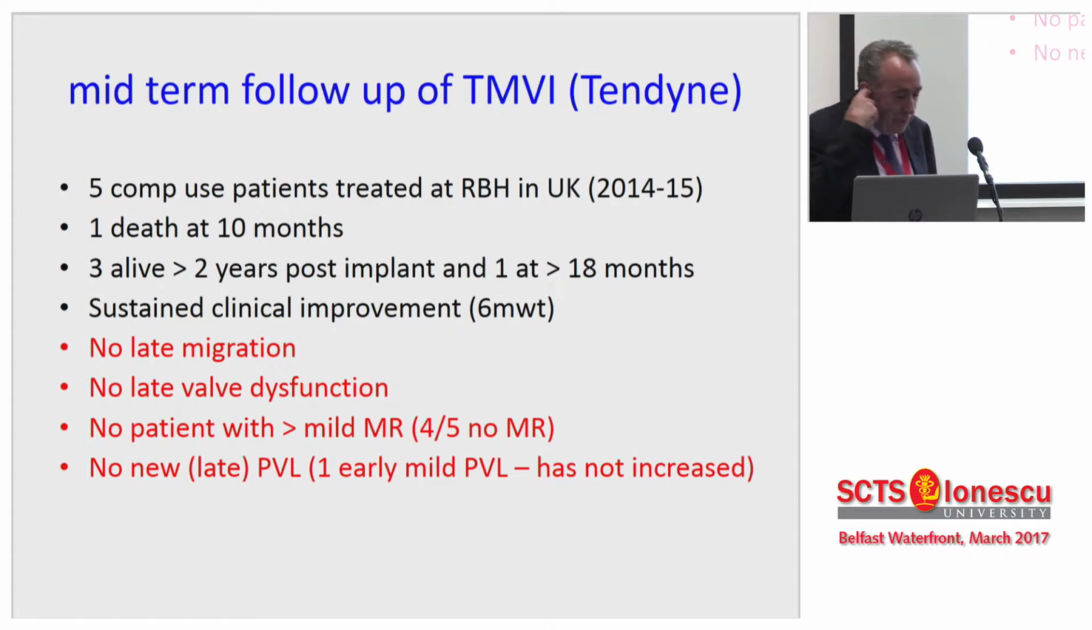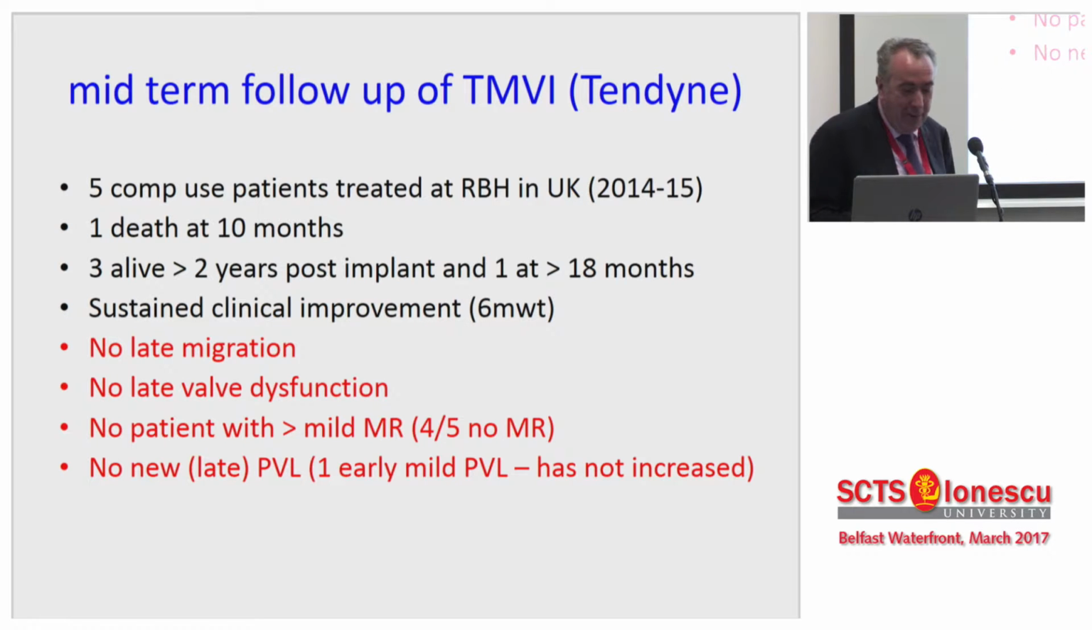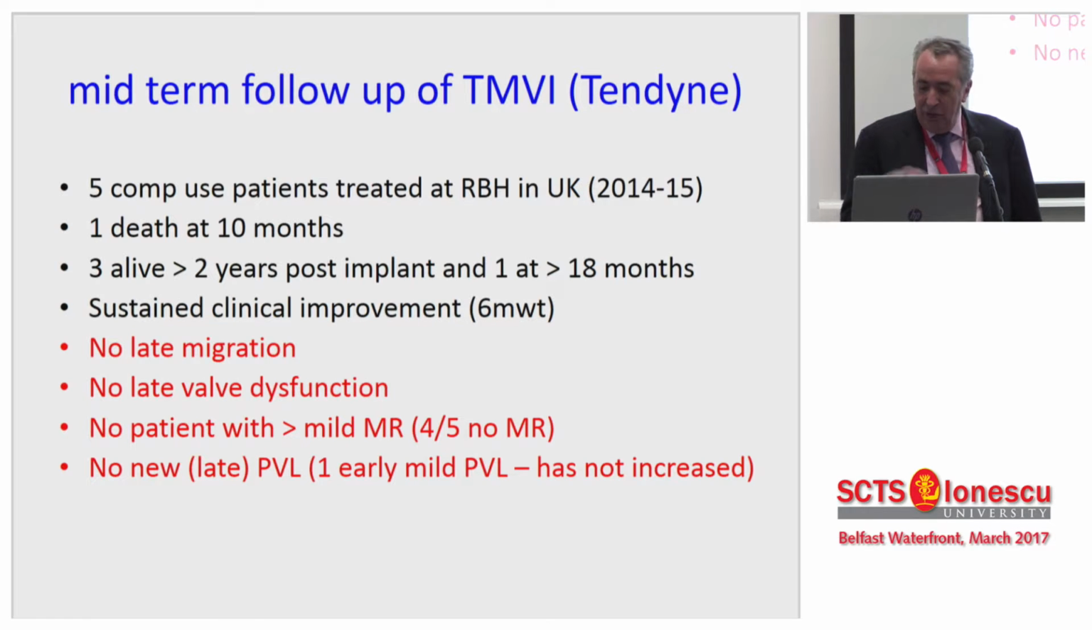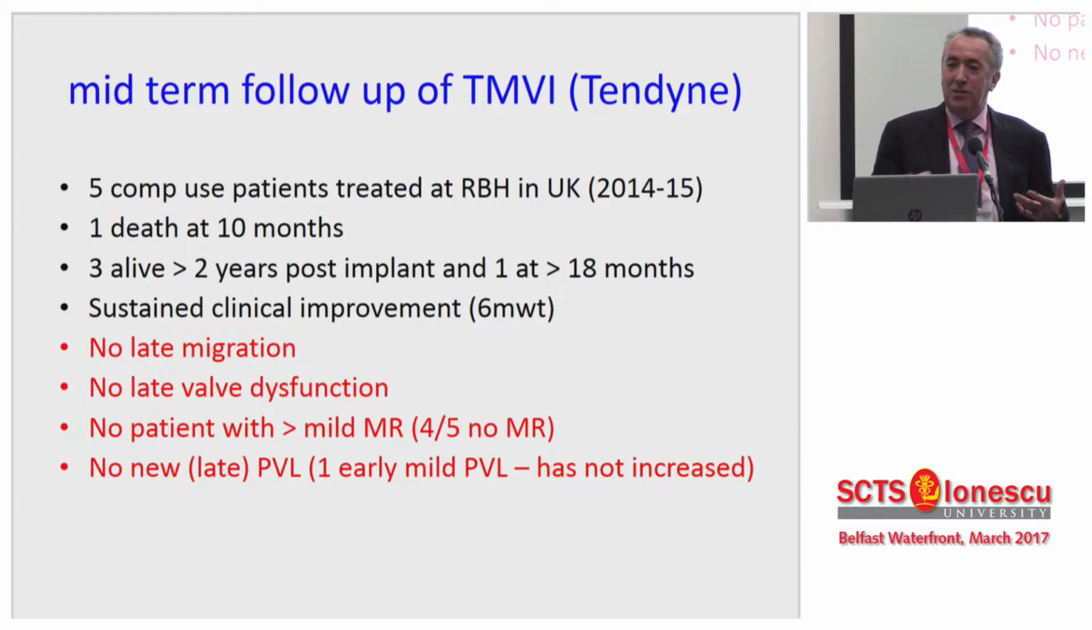So what did we kind of learn from these procedures? Well, four of the 5 are still alive, 3 out beyond 2 years, 1 beyond 18 months. No late migration of the device, no dysfunction of the valve leaflets, no late mitral regurgitation, and no new late paravalvular leak. One of the concerns about this system was what happens when the ventricle remodels and you lose tension on the tether. Will the device loosen? Will it migrate? Will you get PVL? Well, that doesn't seem to happen. Either the tension doesn't decrease, or if it does decrease, the valve is healed in and you don't get PVL.